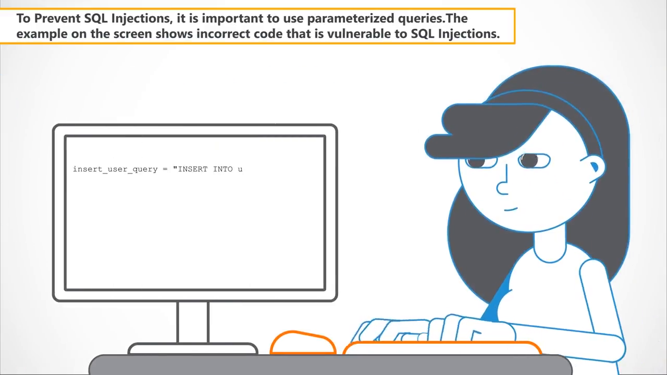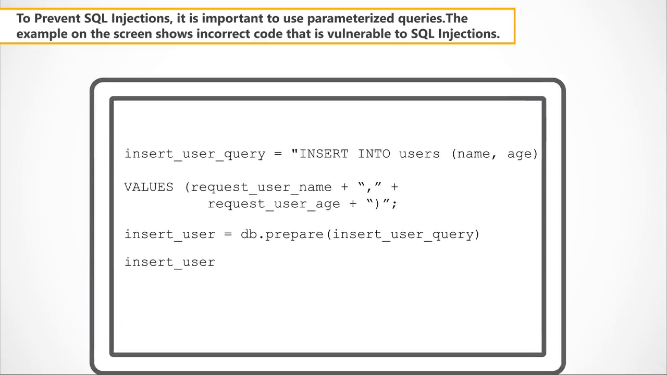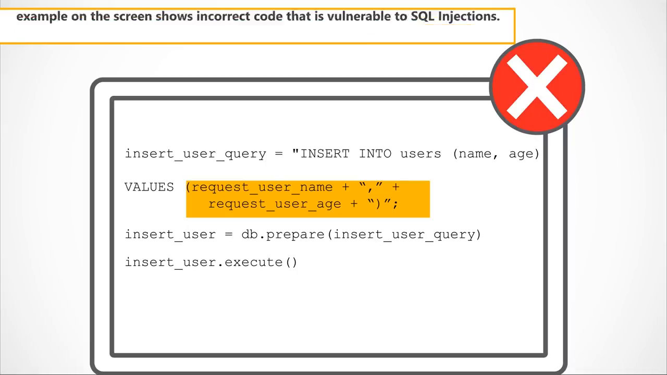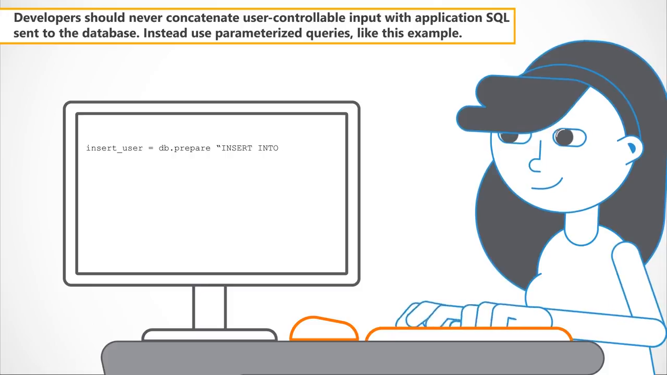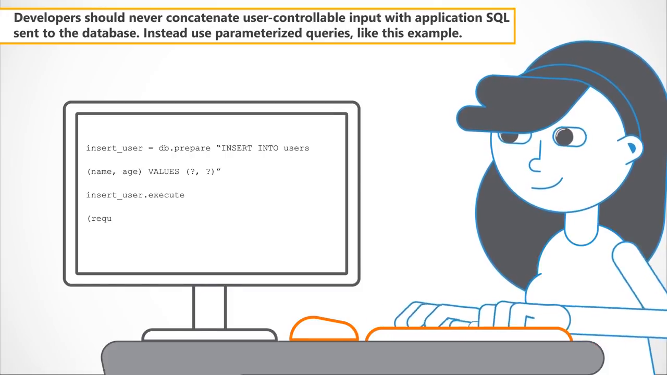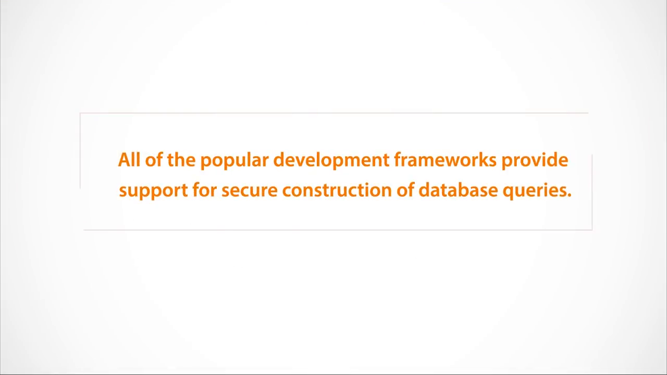To prevent SQL injections, it is important to use parameterized queries. The example on the screen shows incorrect code that is vulnerable to SQL injections. Developers should never concatenate user-controllable input with application SQL to form the queries sent to the database. Instead, use parameterized queries like this example. All popular development frameworks provide support for the secure construction of database queries.